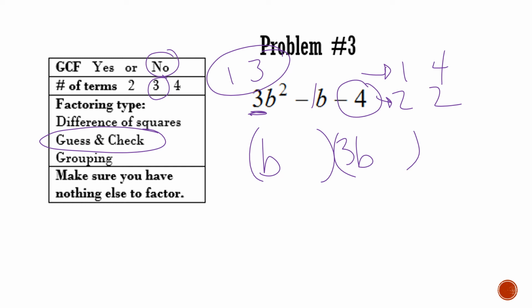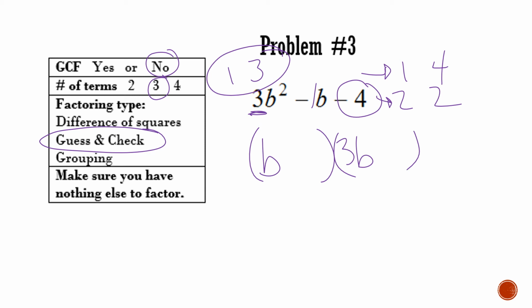So like 1 times 1 is 1. 3 times 4 is 12. Well, 12 and 1 aren't going to give me that 1. Okay, 1 times 2 is 2, 3 times 2 is 6, 2 and 6 aren't going to combine to give me 1. Okay, but if I do 1 times 4, that's 4, and 3 times 1, that's 3. 4 and 3, they can give me that 1.